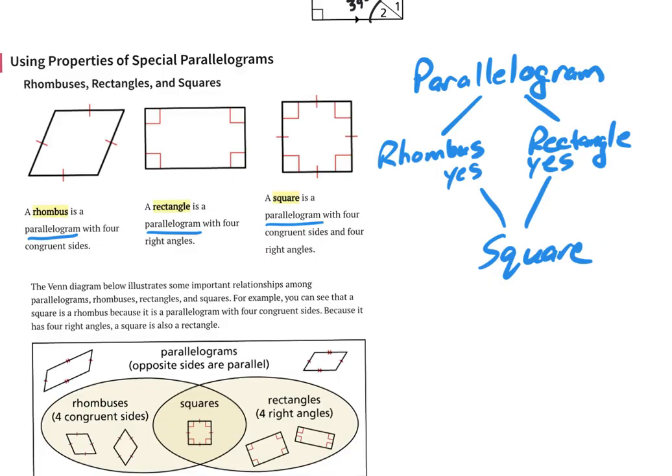Okay, so as we look at our pictures today, we're going to have to make some decisions about what we know about this parallelogram. What are some pieces of information that we already know or can prove about it?